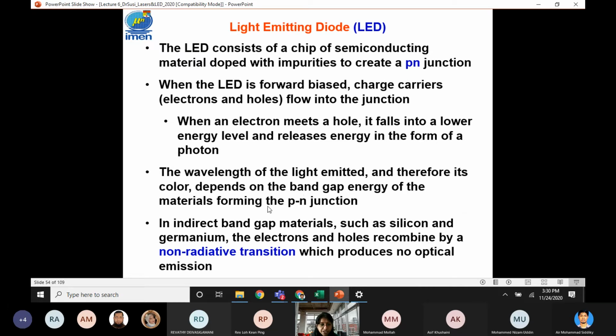The wavelength of the light emitted, and therefore its color, is dependent on the band gap energy of the PN junction. In indirect band gap materials such as silicon and germanium, the electrons and holes recombine by non-radiative transition. This is what Dr. Dila presented just now on defect engineering in silicon. The purpose is to produce silicon laser light, but the recombination occurs through non-radiative transition.